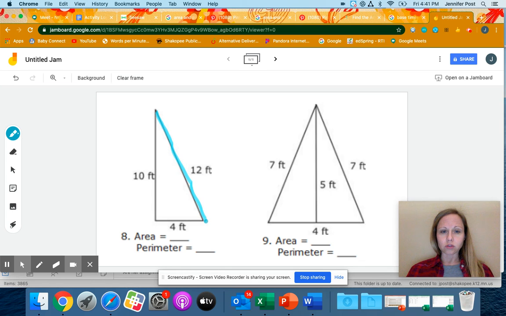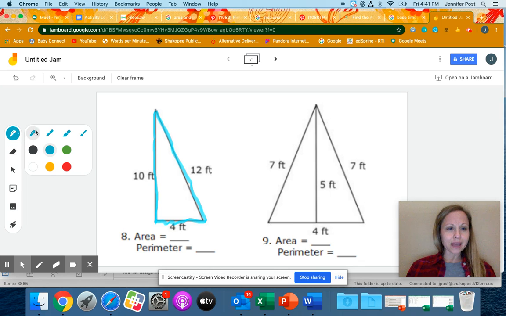So I'm going to do 12 plus my second side length is 4. I know 12 plus 4 is 16, plus my last side length is 10. 16 plus 10 is 26. So my perimeter is 26, and I can't forget my label, friends. These are being measured in feet. So 26 feet is my perimeter.